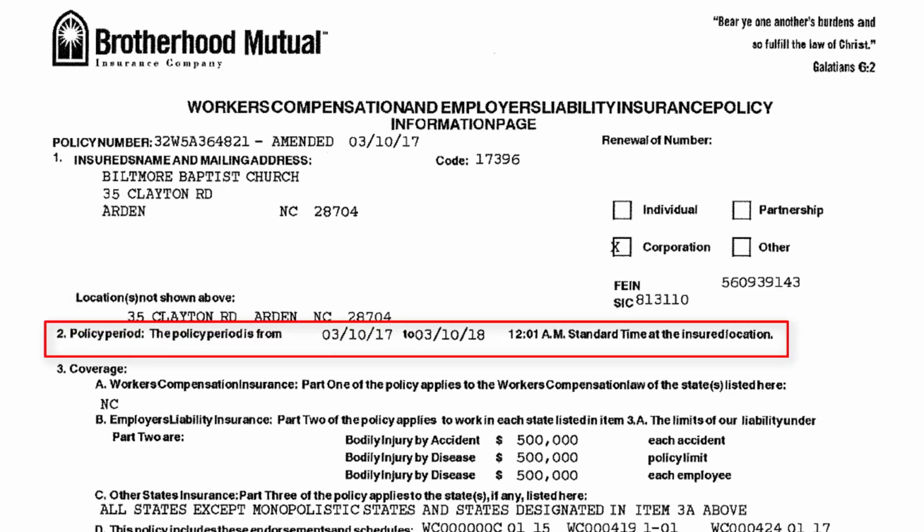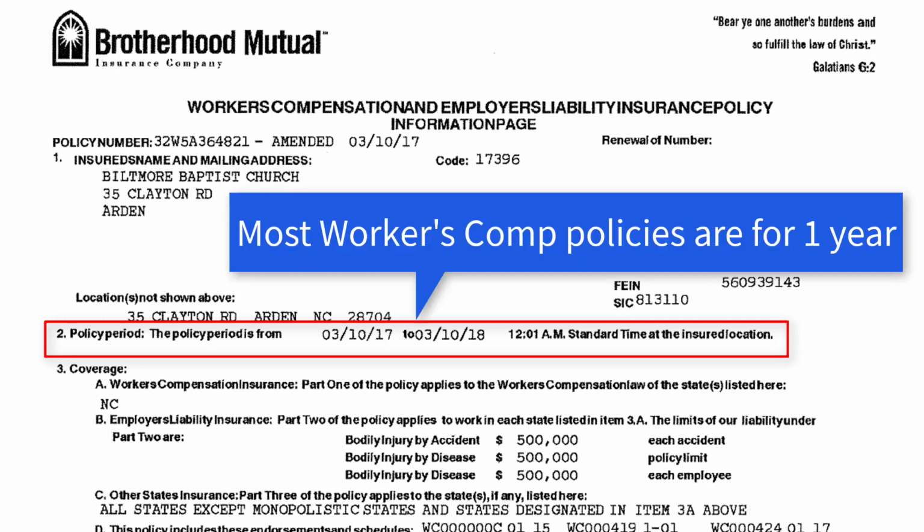Number 2 is the policy period. In this particular example, it's March 10th, 2017 to 2018. Most of the policies now are 1-year policies, although we had some that were 3 years. So if you were to go back and look in the history, you might find some that were 3 years.